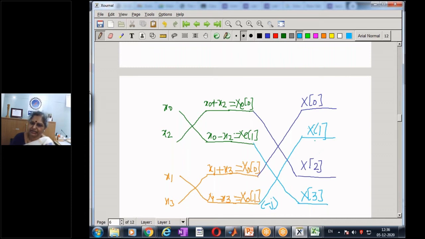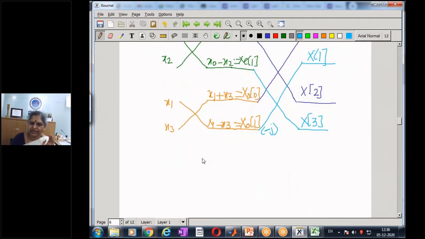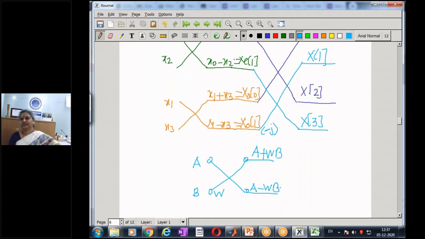What is x of 1? xe of 1 minus j into this, whereas x3 is xe of 1 plus j into this. So now here we use a notation wherein, suppose I am given two input values, and say I have a branch gain W, and let us say this is my A and this is B. And how do I compute the output of the node? This is given by A plus WB. This is the notation I use. And here this is given by A minus WB.